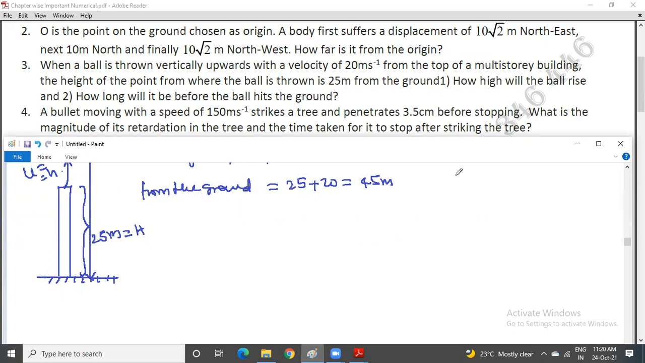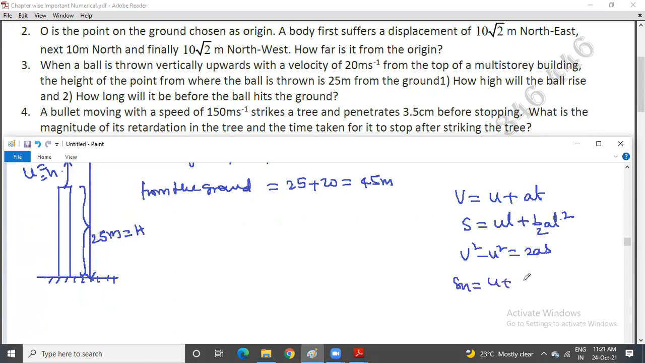So for that you follow the sign convention. We had equations of motion like this: v equal to u plus at, s equal to ut plus half at square, v square minus u square equal to 2as, and finally S_n is equal to u plus a of n minus half. So in all these equations you have 4 quantities: final velocity, initial velocity, acceleration and time. So here, okay, velocity is one only, you treat it as one.